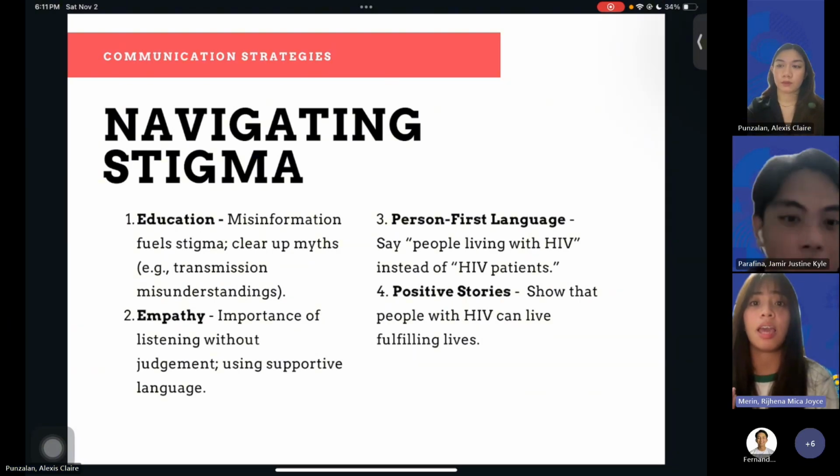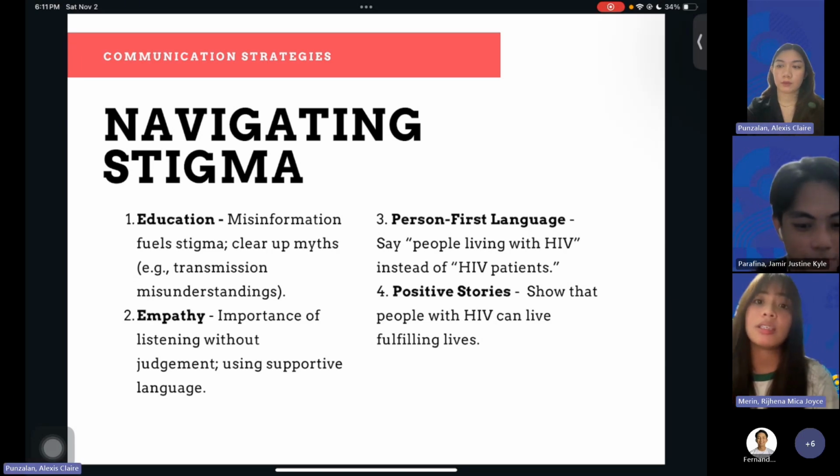Another effective approach is using person first language. Instead of saying HIV patients, we can say people living with HIV. It is a small change, but it helps shift the focus to the person rather than their condition, which can significantly reduce stigma. And finally, we need to share positive stories.